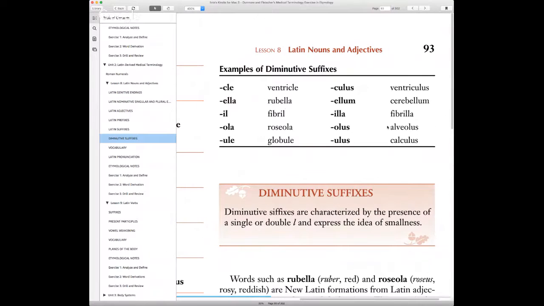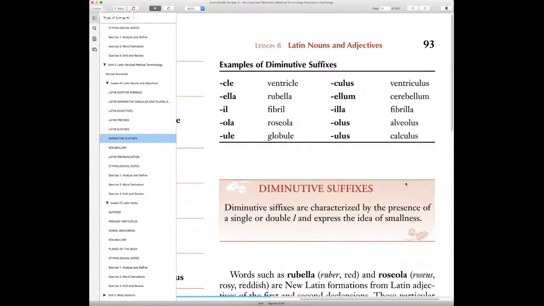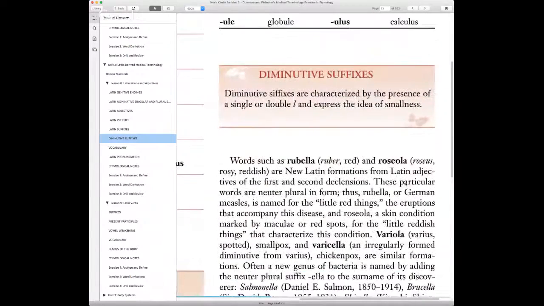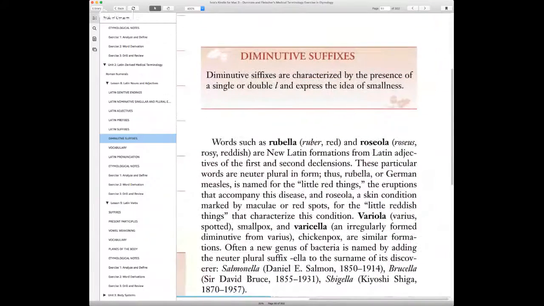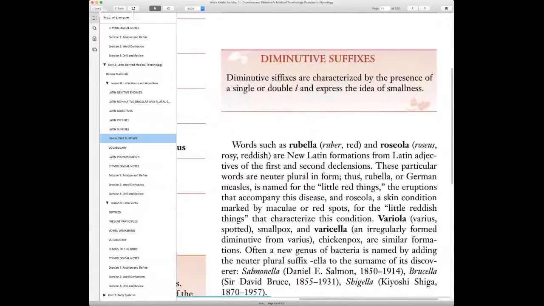Or a ventricle is a little vent, or ventriculus. Rubella is a little red thing, as it says here, rubella means little red things. The German measles, roseola would mean little reddish things. The ola is diminutive, rose means red. That refers to the condition of roseola. Or the varicella, the chickenpox vaccine, is actually, as it says here, a diminutive formed from variola, which is from varius, which means spotted.